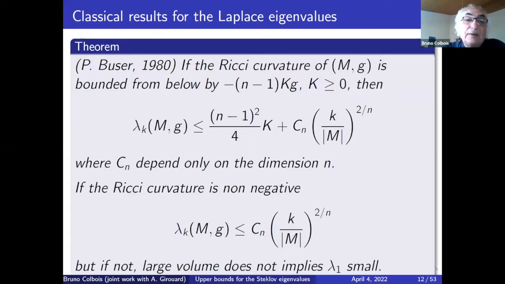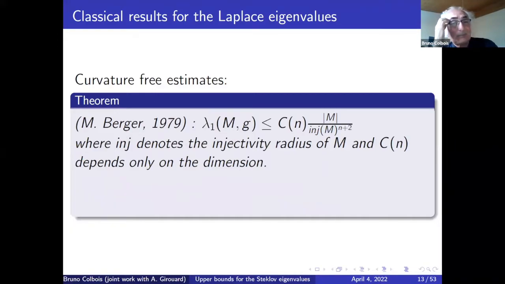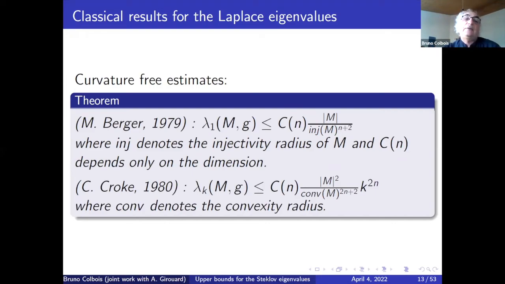This is a result by Berger. He gives an estimate, a lower bound for the first eigenvalue with respect to the volume and to the injectivity radius of the manifold. And at the same time, by Croke, for all the eigenvalues with respect to the volume of the manifold and the convexity radius. And of course, because it's for the k-th eigenvalue, you need to take into account k.